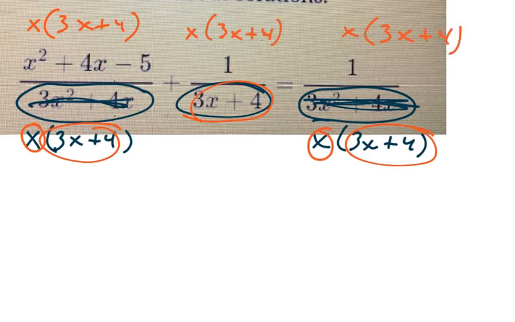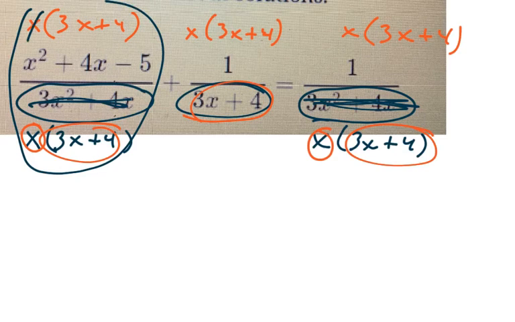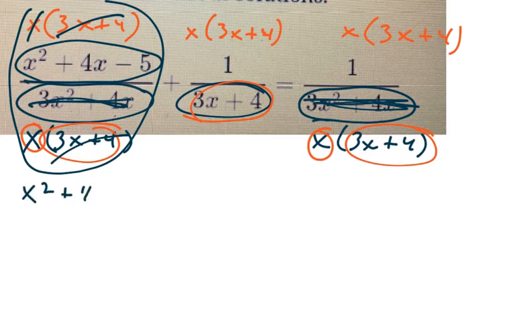Okay, so let's see what happens here. In the first expression right here on the left, the x's cancel out, the 3x plus 4's cancel out. So therefore, the only thing I'm left with is x squared plus 4x minus 5. I have a plus, so that's cool.